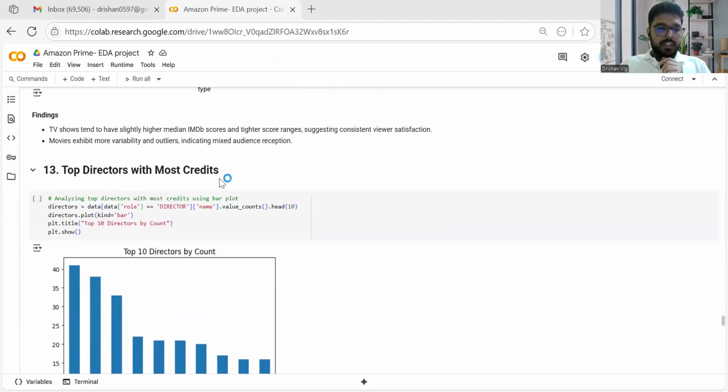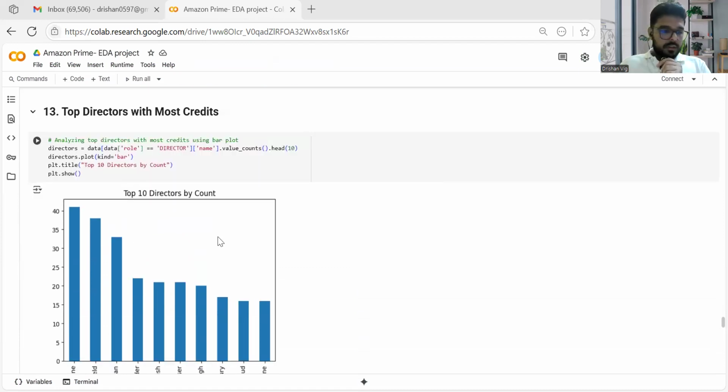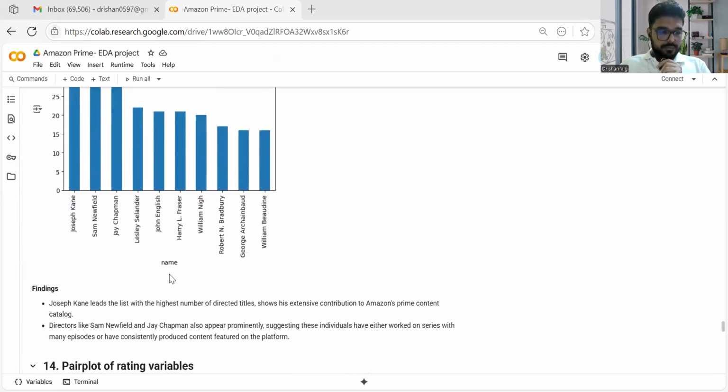Now comes the top directors with the most credits. So this is the director list. Okay, these are the top 10 director counts. Okay, you can see it using a bar plot.